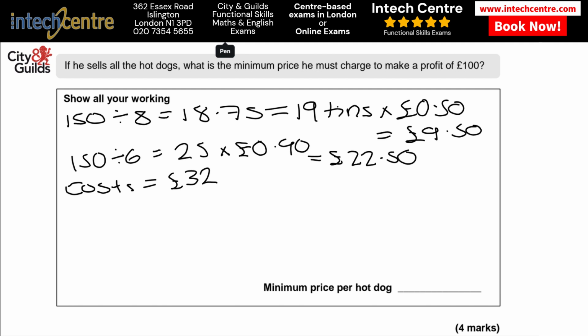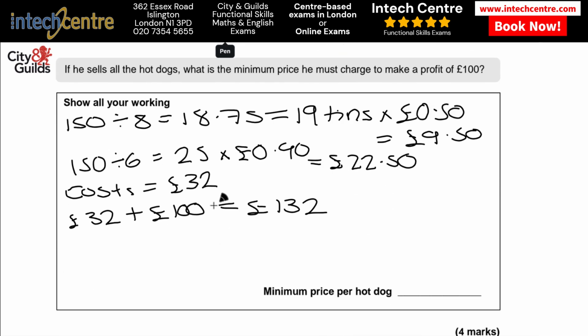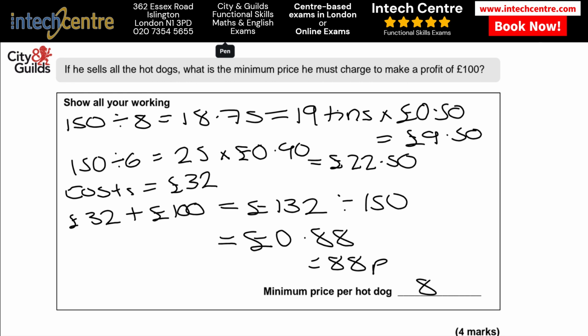So in this case, if he wants to raise £100 for charity, we want £32 as his costs plus £100 extra on top, which is what he's aiming to raise. So he's aiming to make £132 from 150 hot dogs, because we were told up here that he's going to make 150 hot dogs. To figure out how much money he's going to charge per hot dog, we take this £132 for the costs and the £100 profit for charity, and we divide it by 150 hot dogs. If you put that into your calculator, you do get £0.88, which is equal to 88p. So you can put 88p here, or you can put it as pounds, which is 0.88.